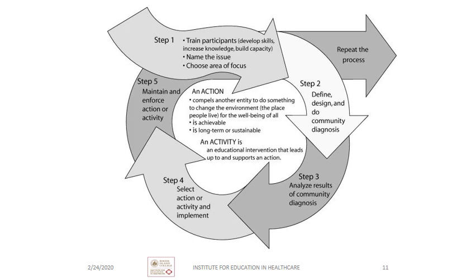An action compels another entity to do something to change the environment or the place people live for the well-being of all. An action is achievable and is long-term or sustainable. An activity, on the other hand, is an educational intervention that leads up to and supports an action. Being aware of these terms as more than just their definitions is really important because you need to be able to evaluate your advocacy practice as well as you're able to implement it. So you can learn and improve as you continue to do a lot of advocacy work in your course as a community health worker.